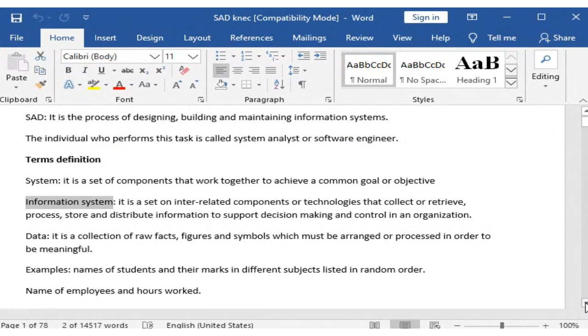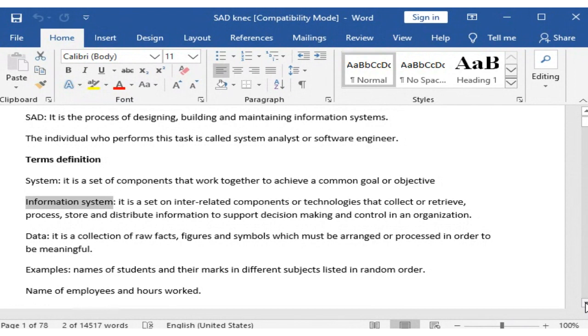You need to know what is data. What is data? Data is a collection of raw facts, figures, and symbols which must be arranged or processed in order to be meaningful.